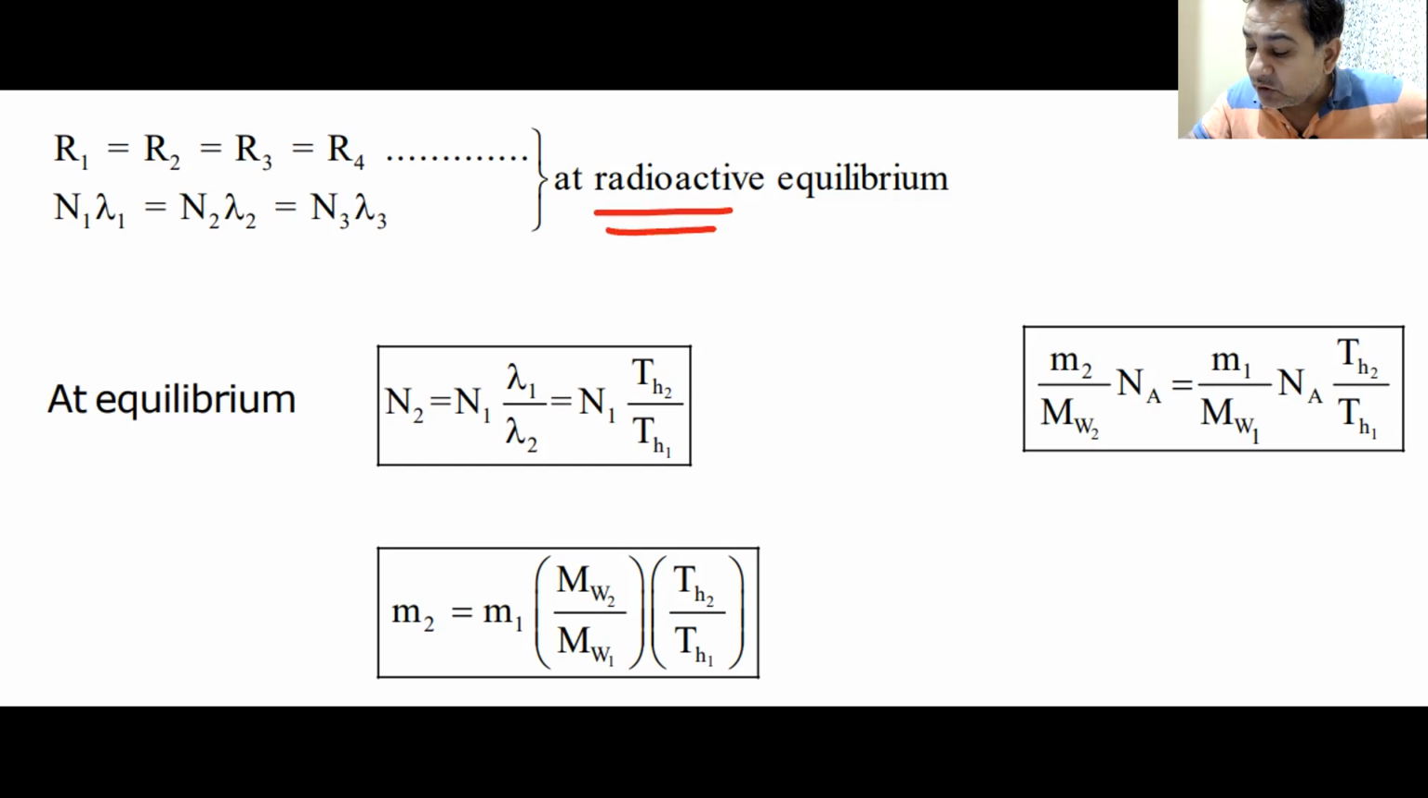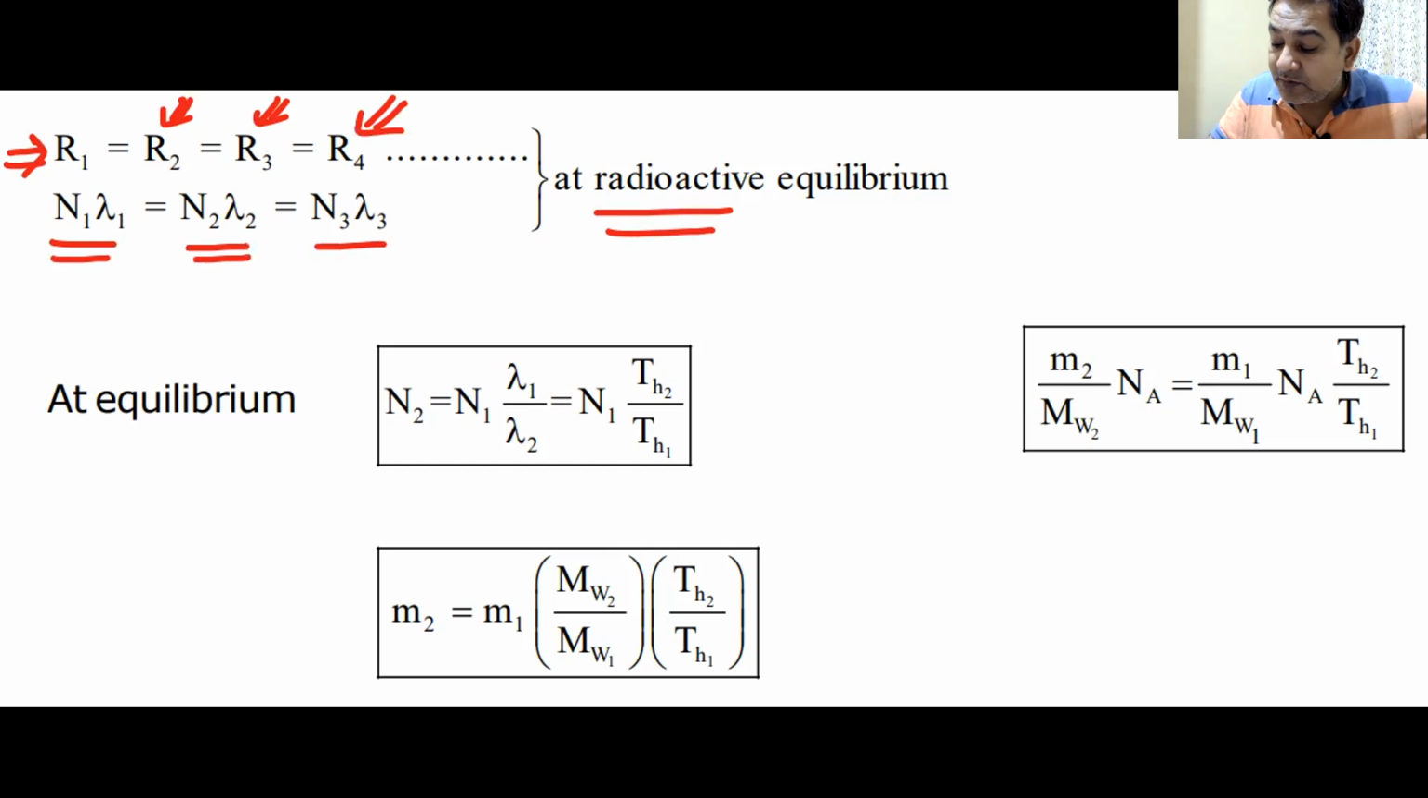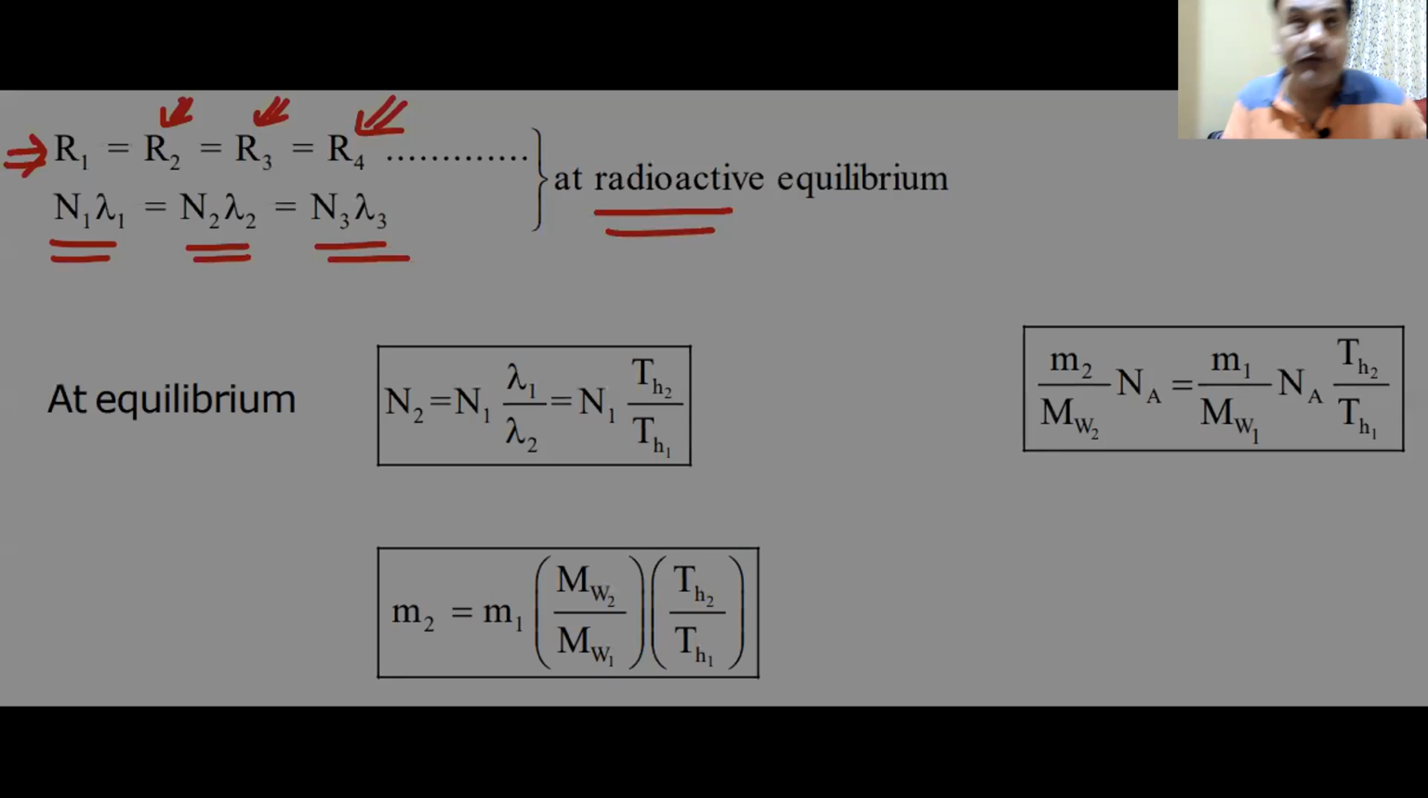At radioactive equilibrium, R1, which is the activity or rate of 1, will be equal to R2, will be equal to the rate of R3, will be equal to the rate of R4. Yes or no? Yes, sir. N1 lambda 1 will be equal to N2 lambda 2, will be equal to N3 lambda 3. Yes or no? Yes, sir.